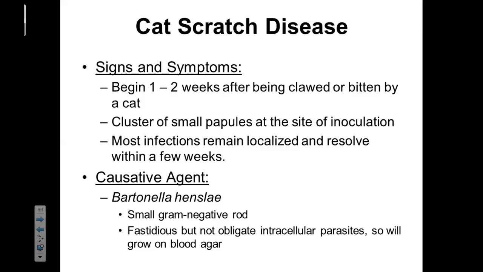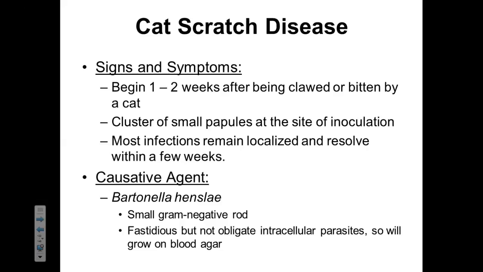Up next, we have cat scratch disease. Cat scratch disease is typically going to be associated with being clawed or bitten by a cat, and the signs and symptoms are going to manifest themselves 1 to 2 weeks after that initial perforation of the skin by the feline. At that site of inoculation, there are going to be small papules that will begin to grow, and most of the infections that manifest within humans remain localized. So those papules don't spread systemically, and instead are going to remain around the wound site and will resolve themselves within a few weeks.